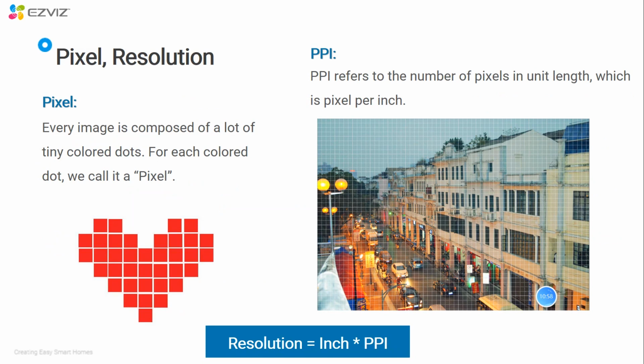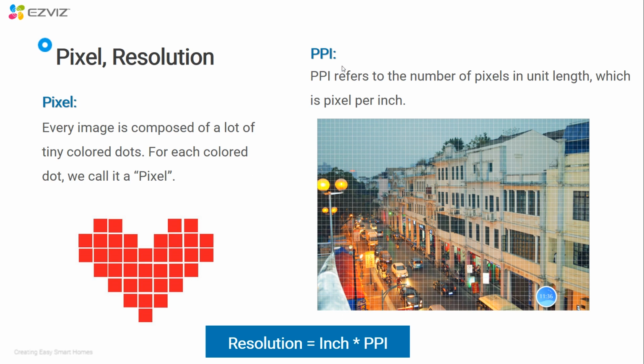Then let's talk about the pixel and the resolution. Every image is composed of a lot of tiny color dots. Each color dot we call a pixel. Just like this heart, the red heart, the square will be the pixel of this whole image. And the amount of all the pixels is the resolution.